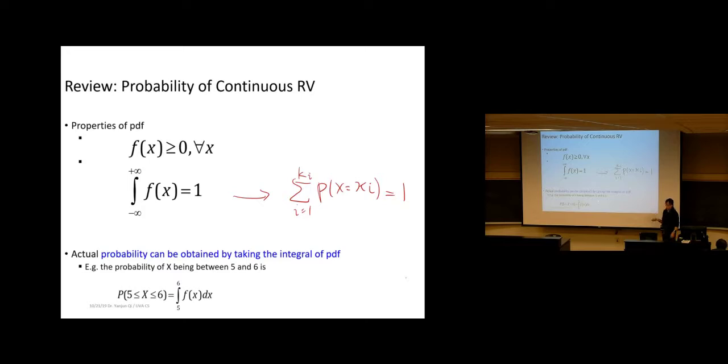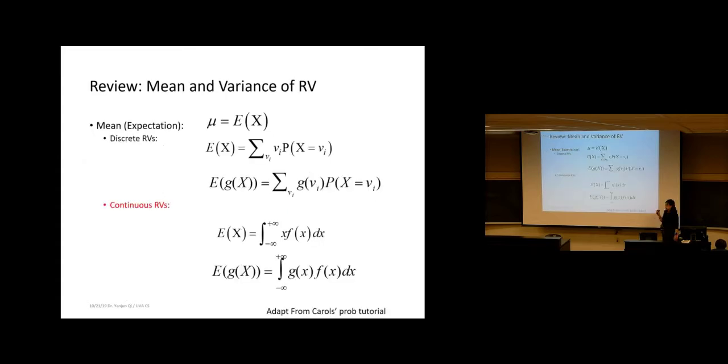So for example, you want to understand the probability of this x variable, which is continuous, being between 5 and 6. You just do the integral from 5 to 6 on top of the PDF, that density function. And how to calculate the mean and variance of a continuous variable is actually also almost the same.